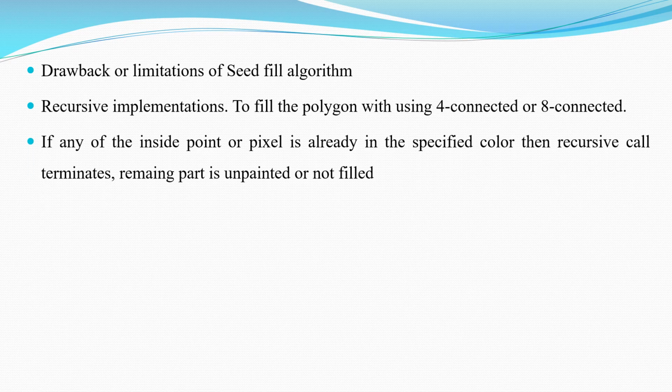If any inside point or pixel is already in the specified color, then the recursive call terminates, meaning the process will stop there and the remaining part of the polygon is left unpainted. This is one of the limitations of the seed fill algorithm.